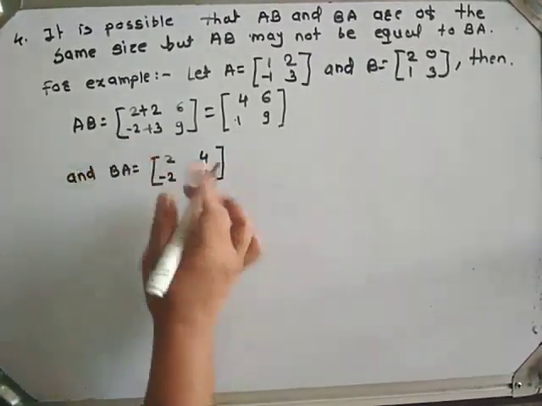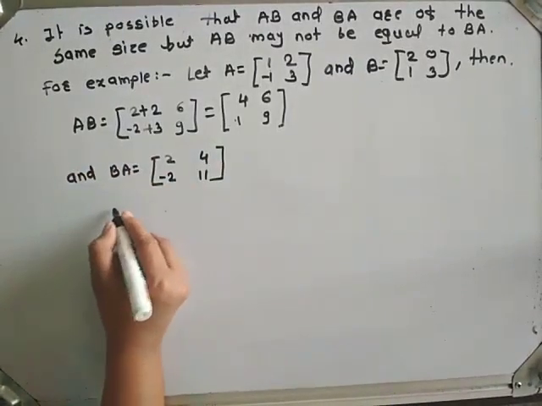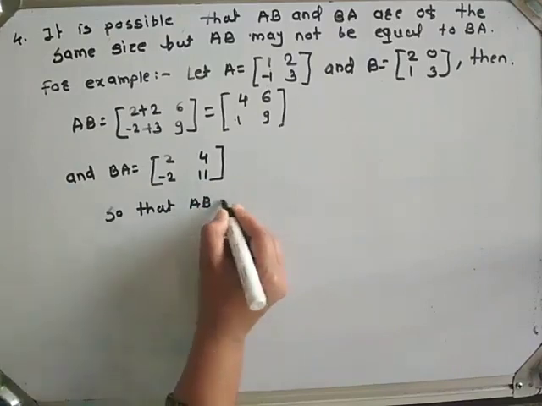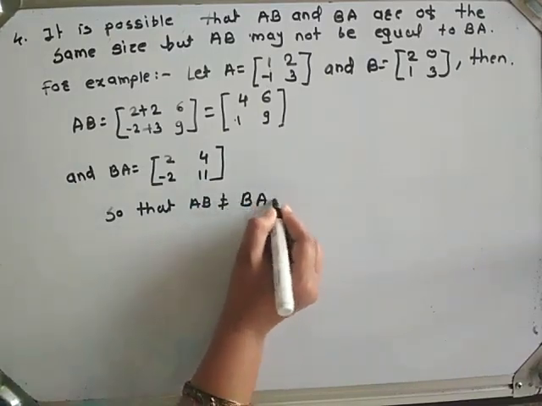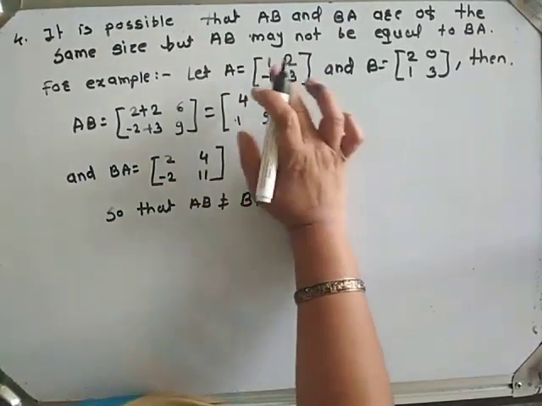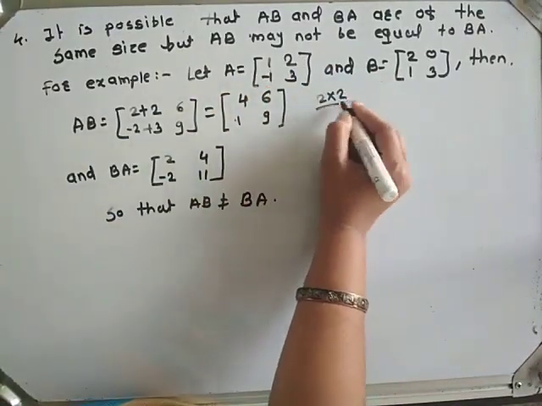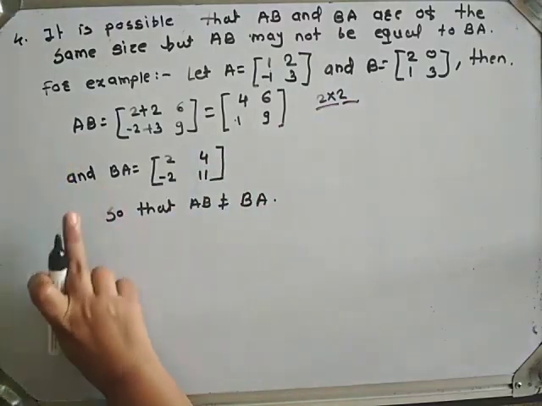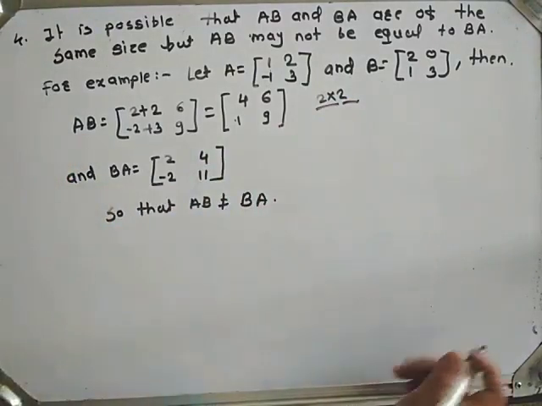Here we observe that AB is not equal to BA. See here, A and B are of the same size, that is, the size of A and B is 2 by 2, but the product AB is not equal to the product BA.